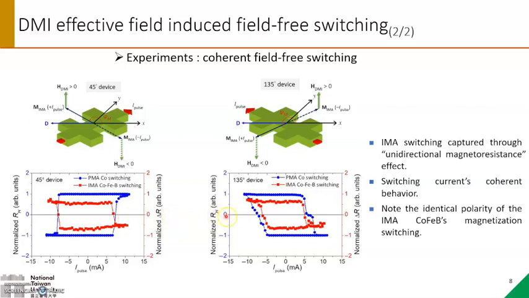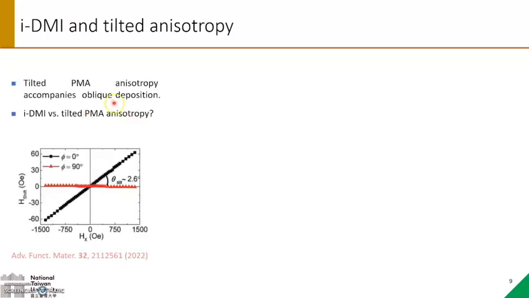Additionally, note the IMA's switching polarity never changes because the IMA's switching polarity is solely determined by the spin polarization generated from spin-Hall effect, rather than the device geometry in the XY plane. After demonstrating field-free switching, analyses are performed to compare the effect of IDMI to other effects that can occur in symmetry-broken systems. One prominent example is the tilted PMA anisotropy.